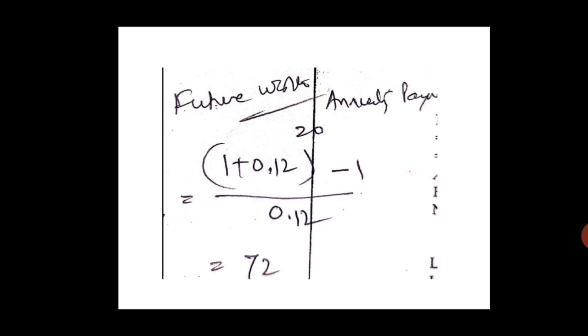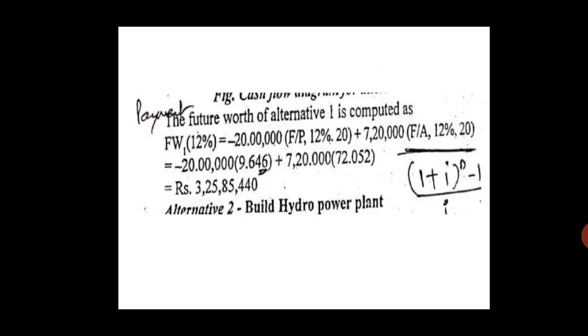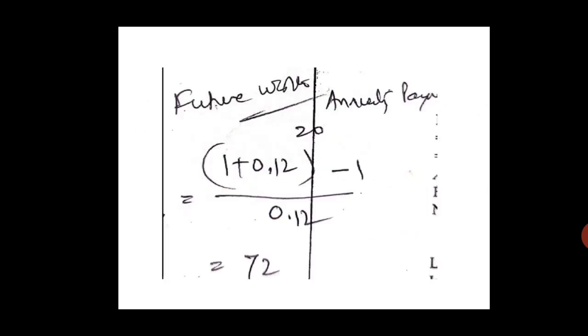This annual payments factor is (1 plus i) raised to n minus 1, divided by i, where i is 12%, that is 0.12, and n is 20 years. Here, you get 72. This is what you use, 72, for this 7,20,000 rupees that you are getting every year.